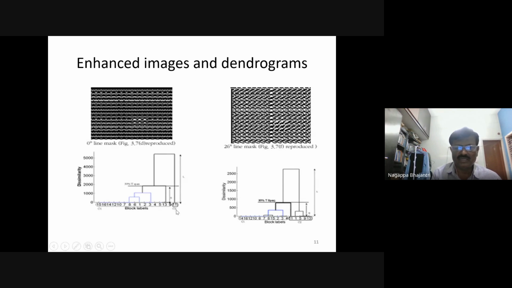For example, here we can consider block number 11. Block number 11 forms a separate group, right? Blocks 5, 3, 9 have separate groups. All the other blocks never participate separately because they have more similarity in their textures. From this dendrogram, we are able to find this length, which is the similarity. We can say that is a span. We have set a 30% threshold.